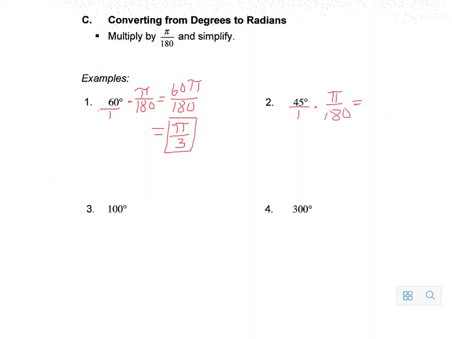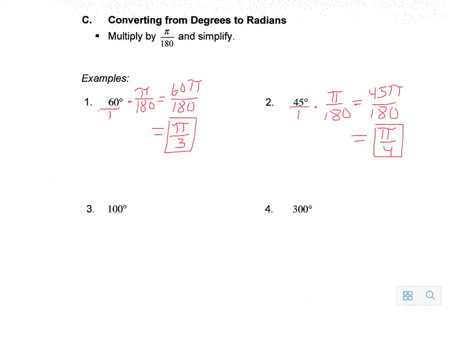So we have 45 pi over 180, which can be reduced to, let's see, 45 goes into 180 4 times, so it's pi over 4. So pi over 4 is 45 degrees. All right, pause the video, do 3 and 4, and come back and let's see how well you did.